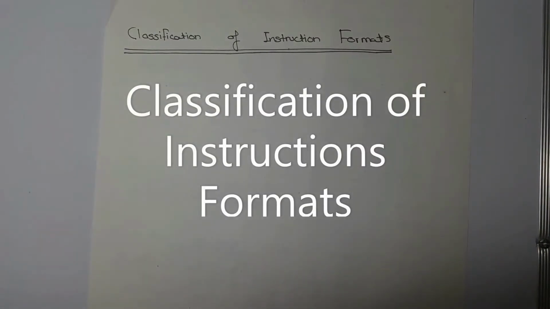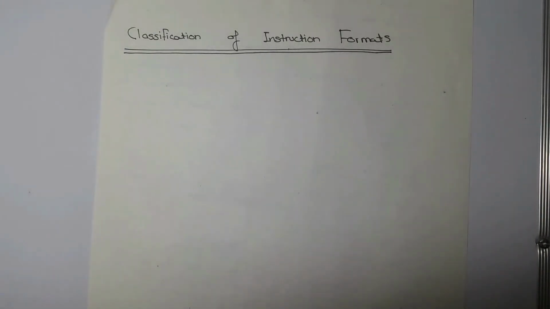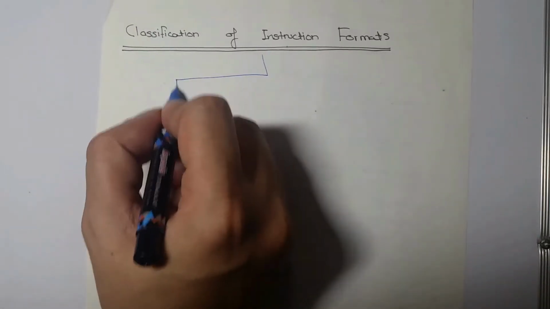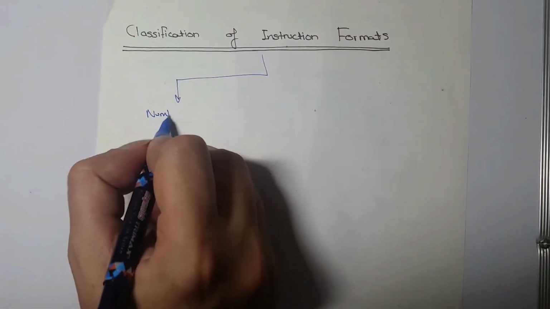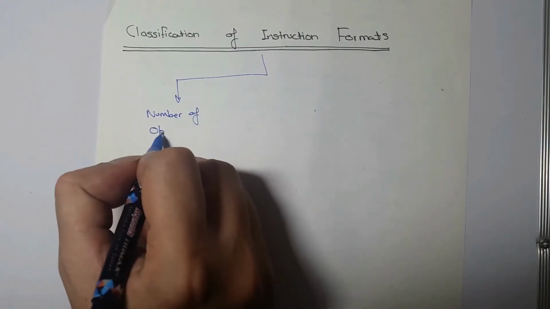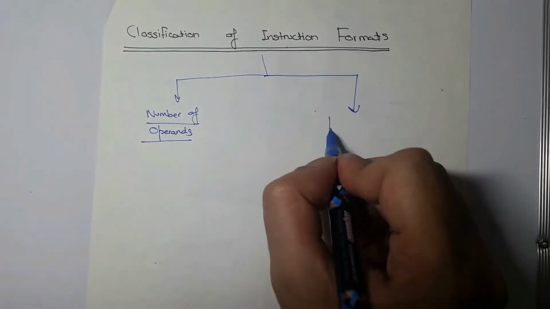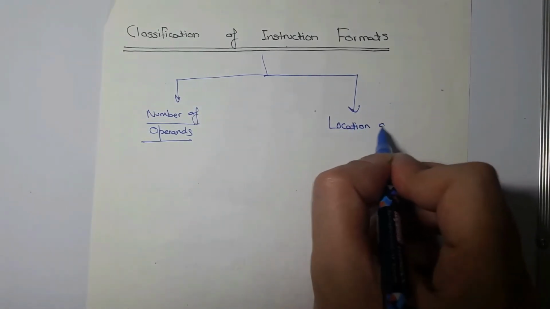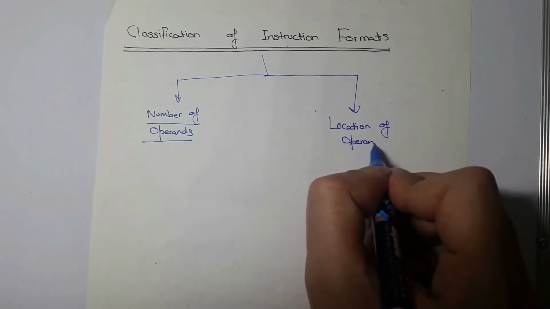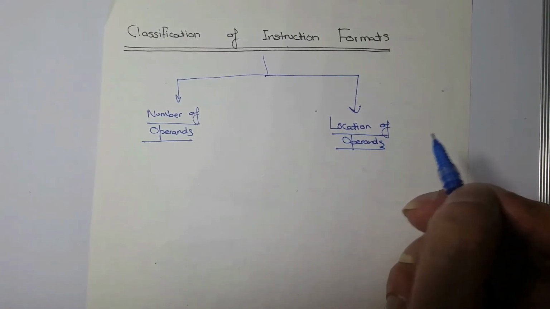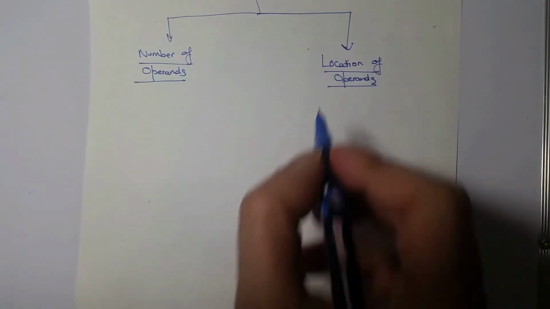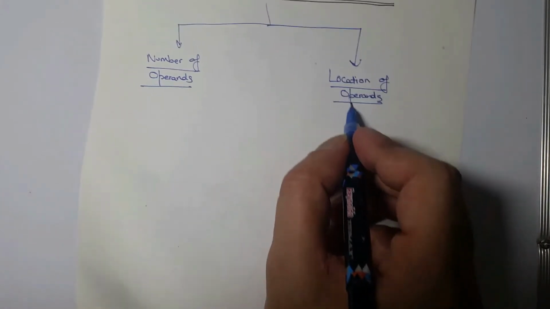Hi everyone, today I'll teach you how instruction formats are classified on the basis of operands. Now on the basis of operands there are two ways to classify, either on the basis of number of operands or on the basis of location of these operands. First we'll see on the basis of location of operands. On the basis of location of operands, these are classified into three different types.